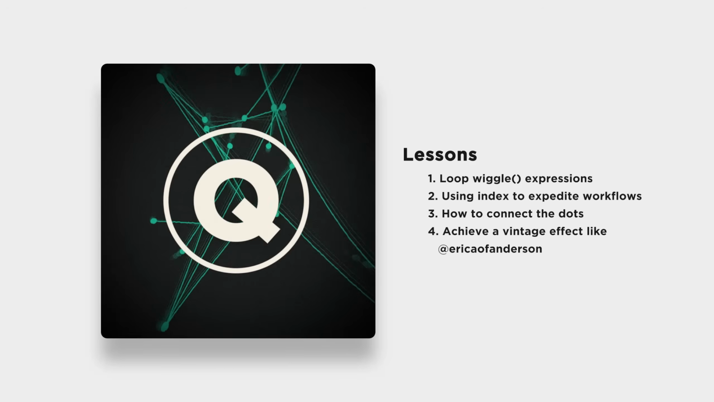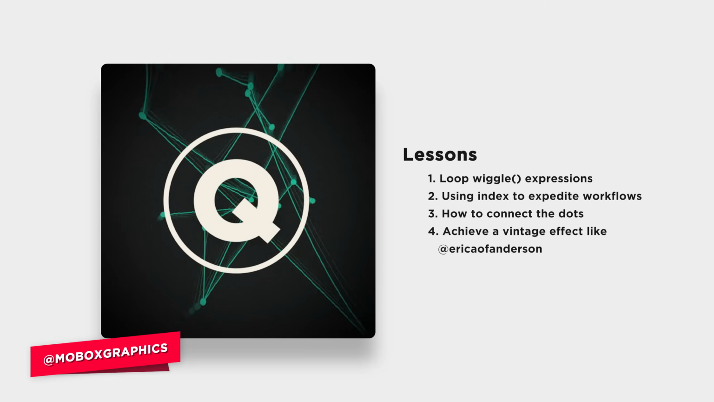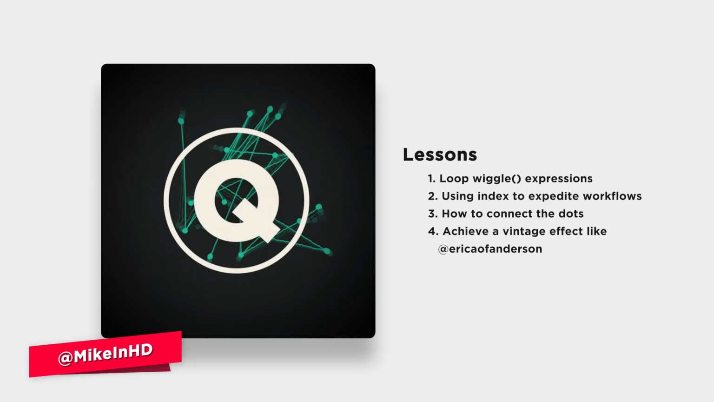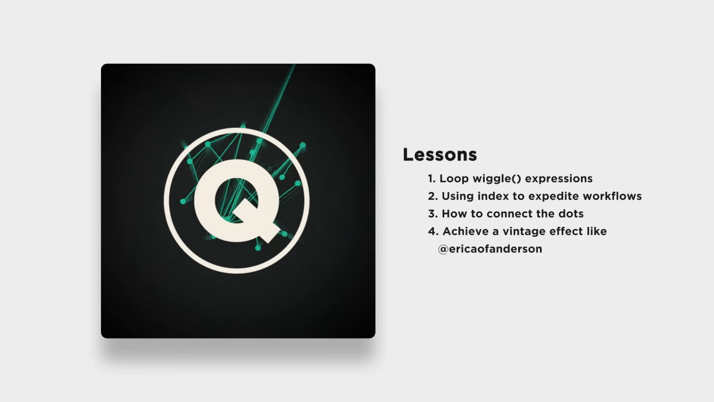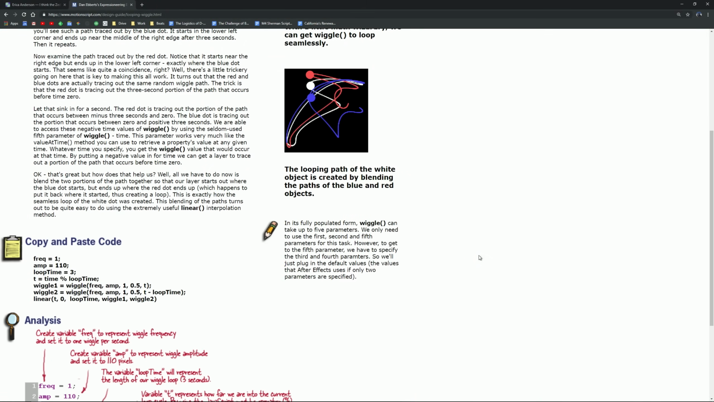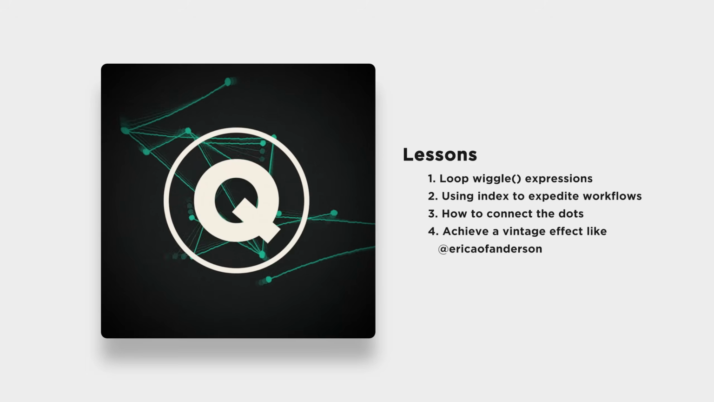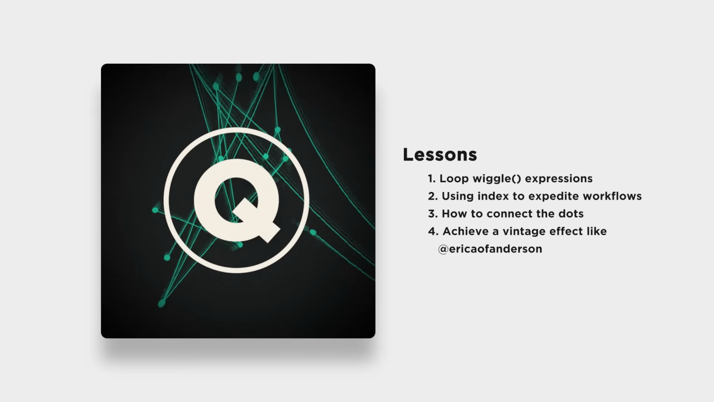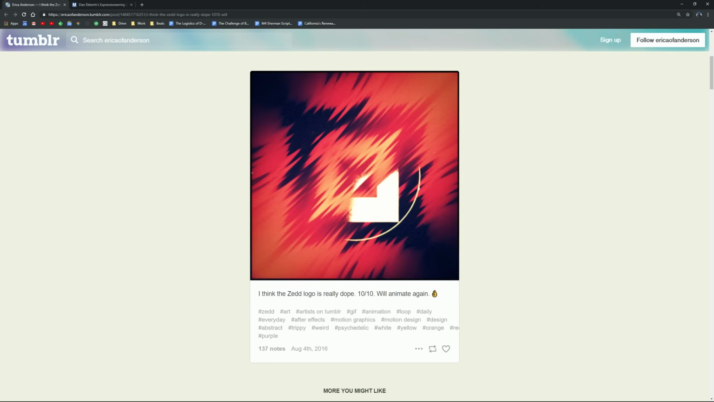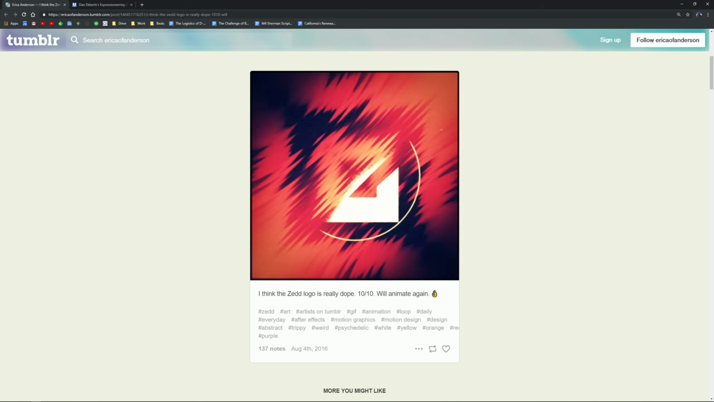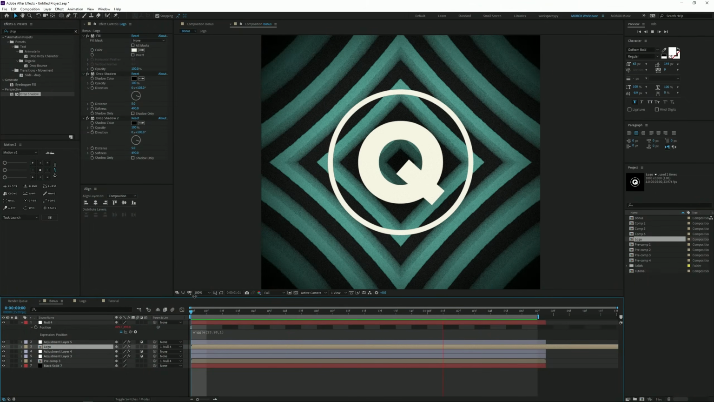This is Mike from MOBOX Graphics, and we're back with another video, this time covering a wide range of different things. The outcome doesn't really matter, but the steps to get us there, I think you're going to learn a lot. For one, we're going to learn how to loop wiggle expressions, which blew me away when I found the expression by Dan. We're going to be looking at using indexes to simplify our workflow, and we're going to be using some of the techniques that I've learned by watching Erica Anderson's Instagram posts and her daily creative to get a vintage look. So anyways, let's jump into After Effects and see what we have.